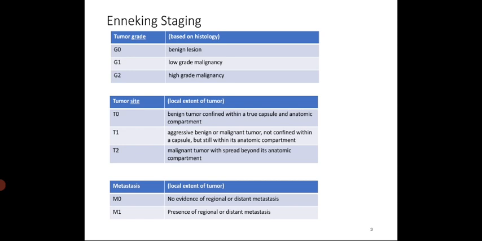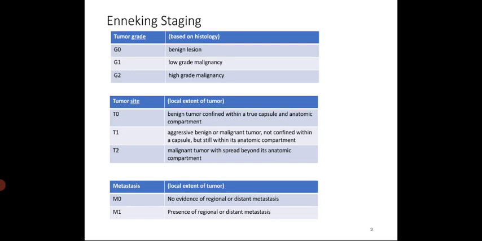For tumor site, we have T0 to T2. So it's based on compartments. So if the tumor has a capsule and is within an anatomic compartment, it's usually graded as a T0. But when it's not confined within a capsule, but still within a single anatomic compartment, it's T1. And when it crosses beyond its anatomic compartment, it's T2.